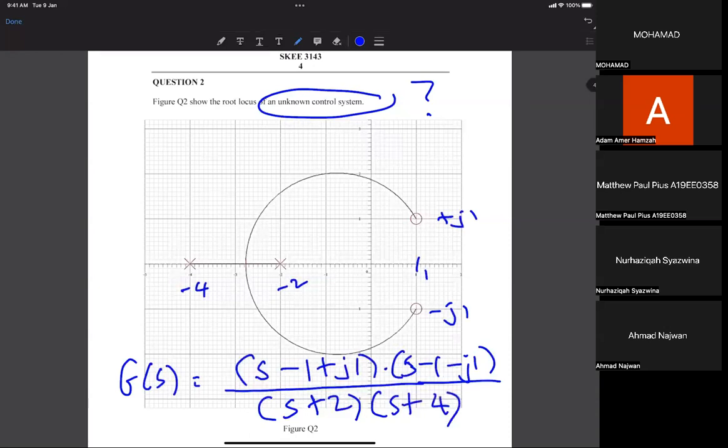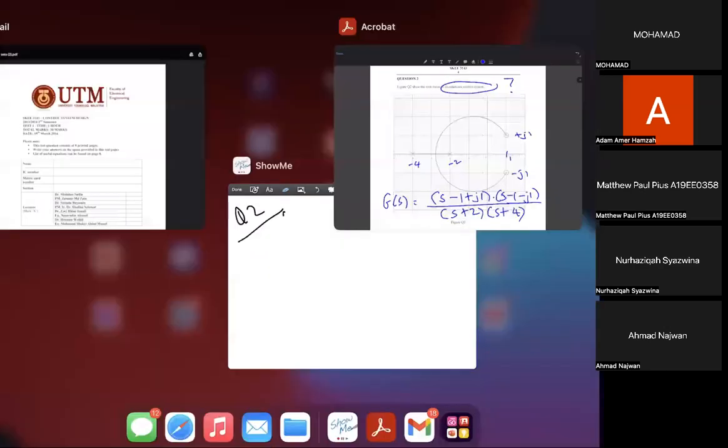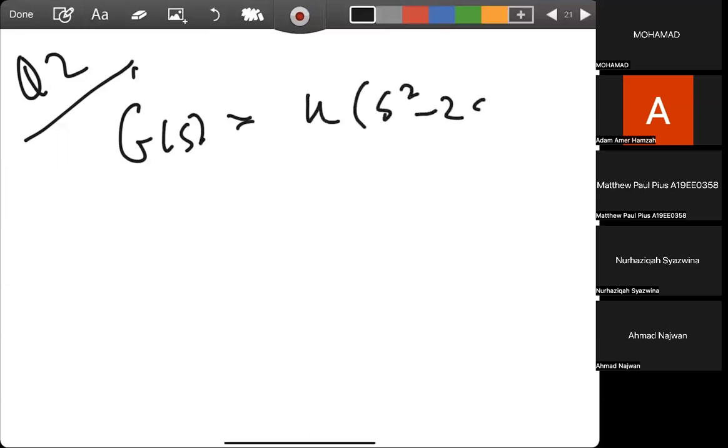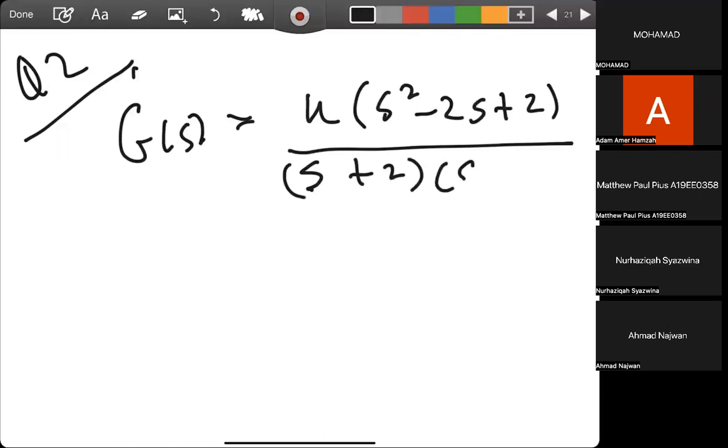So this is the open loop transfer function. We read from the given locus. So we simplify G(s). So it becomes K times (S square minus 2S plus 2) divided by (S plus 2)(S plus 4).